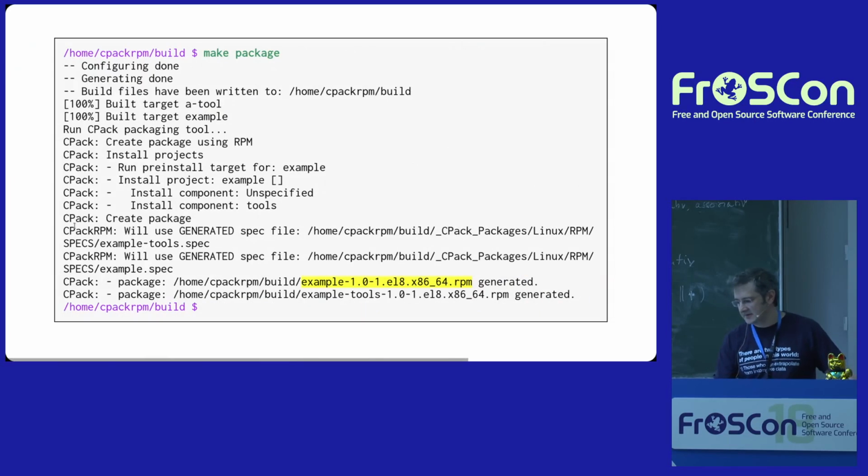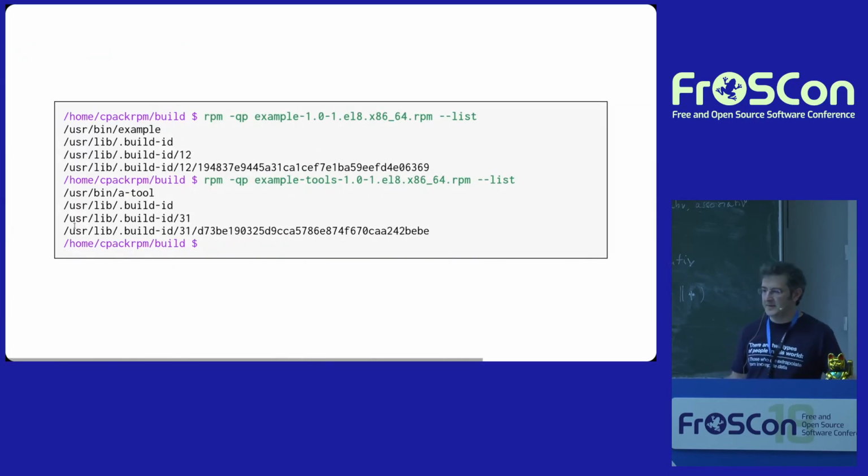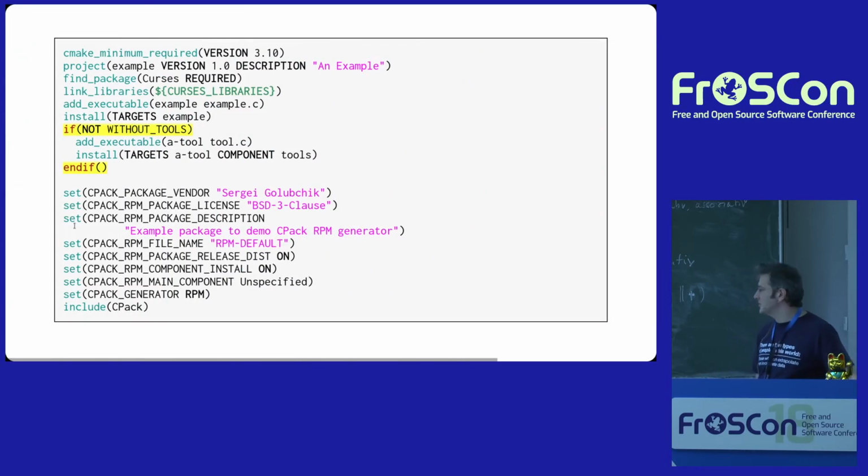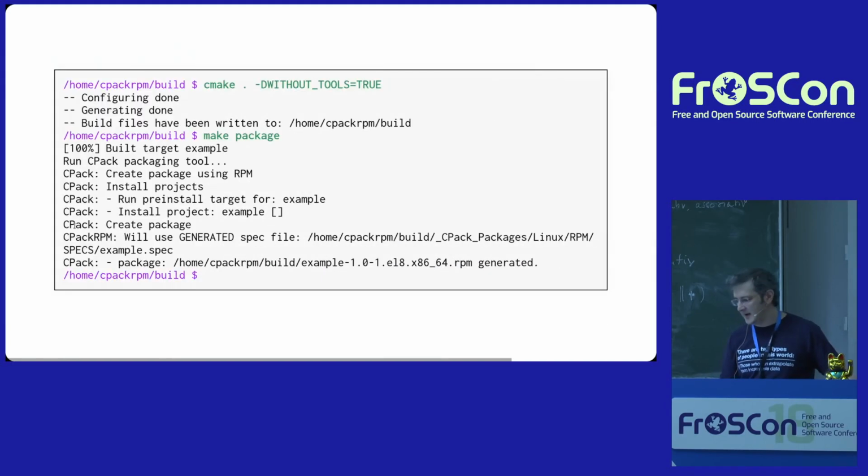So this component thing is not part of CPack, it's part of CMake, and it works for all packages that I would generate, no matter what the type is. And it can also be done conditionally. Here in CMake, I specify that tools should only be built unless without tools is specified. And now I run CMake and I specify without tools. And if you look at the end, you'll see that only one RPM was generated. So the tools RPM was not generated at all. The tools were not compiled, not installed, and no package was generated.